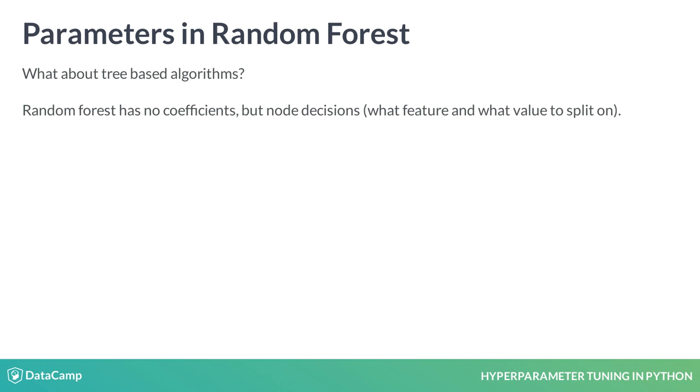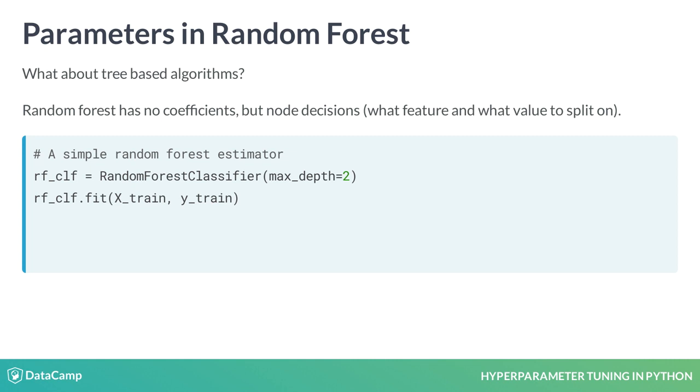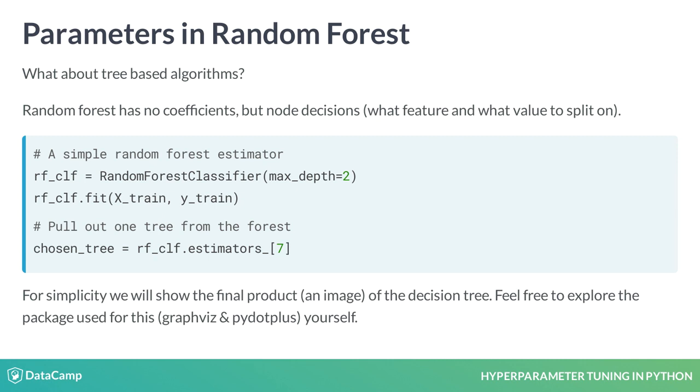To demonstrate, let us firstly build a random forest estimator and fit to our data, setting the max depth to be quite low only for visualization purposes. Then we can pull out a single tree found in the random forest estimator's estimators_ attribute to visualize. For simplicity, we will just show the image, but you can explore visualizing this yourself using the mentioned packages.